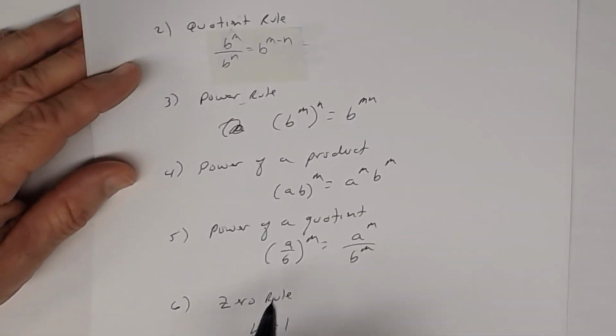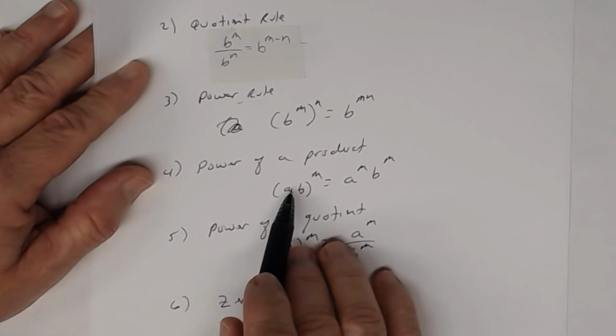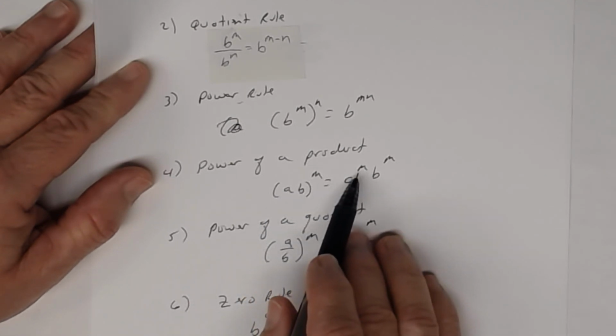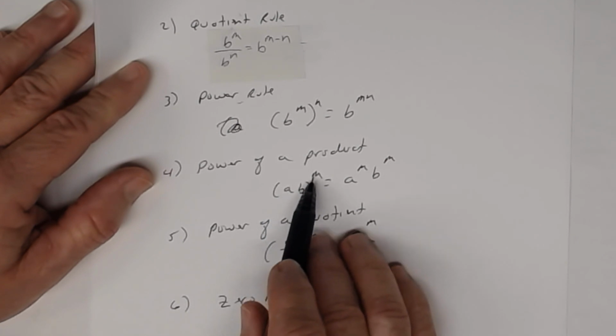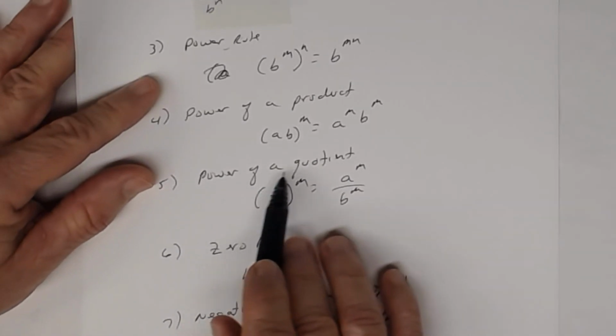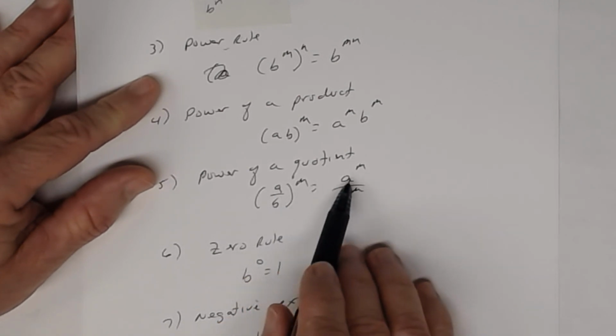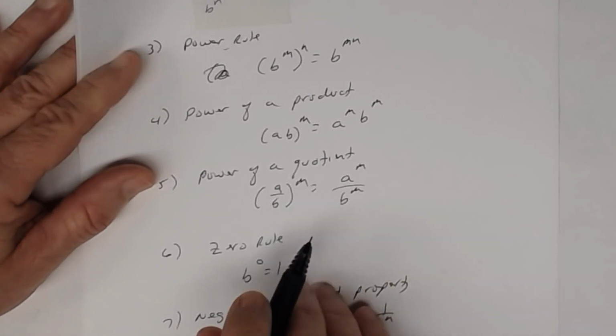We talked about the power of a product. So when you have a product raised to a power, you take each of those factors and you raise it to that exponent. So a to the m, b to the m. We talked about the power of a quotient. So when you have a quotient being raised to an exponent, you take the numerator, raise to the exponent, take the denominator, raise to the exponent.